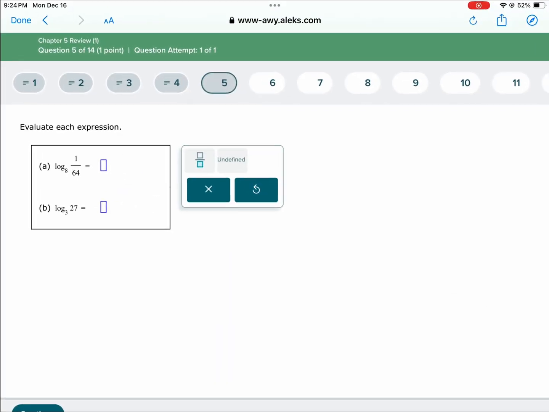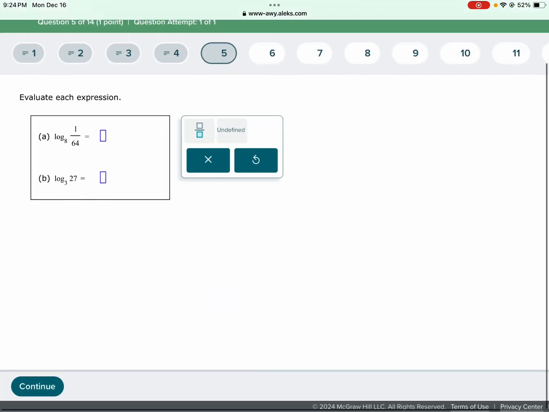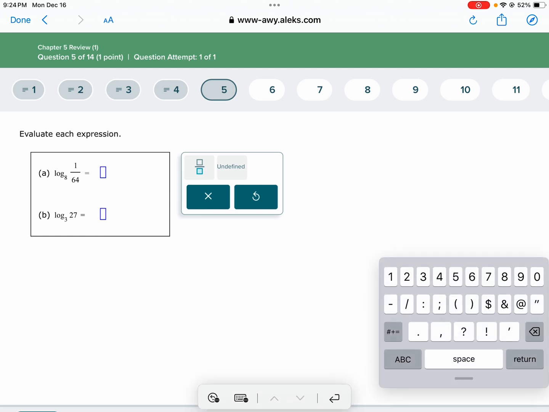And let's try the ones that we have in ALEKS. So again, if you keep retrying this quiz right here, you'll get different values, or you get different questions here. So 8 to what power is 1/64? So I'm getting a fraction, so this has to be negative, and that's going to have to be -2, because 8 squared is 64. So 8 to the -2 will be 1/64. And then 3 to what power is 27? That's going to have to be 3. 3 to the 3rd is 27.